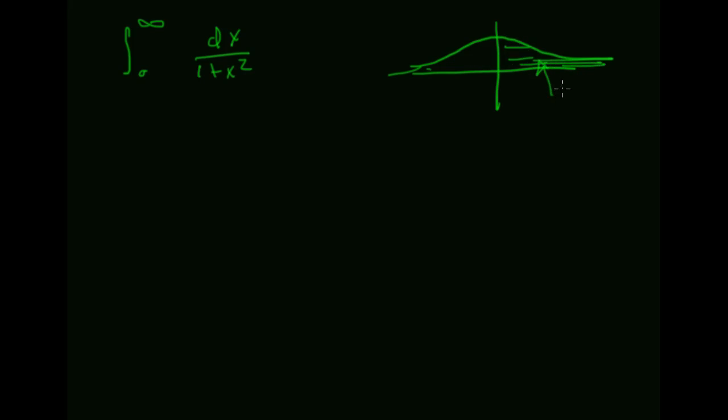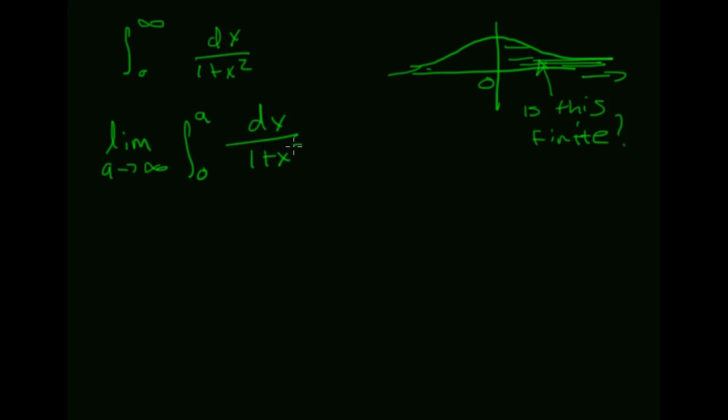And the question that we're asking here is, is this area finite, even though we're going from 0 all the way out to positive infinity? And we're assuming that this thing is asymptotic. So the way that we handle this is that we actually get rid of that infinity up there by making this the limit as a approaches infinity of the integral from 0 to a of dx over 1 plus x squared.